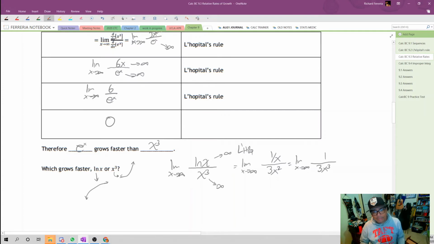And that is no longer indeterminate. The numerator stays a 1, the denominator grows without bound, so this limit is 0. Therefore, x cubed grows faster than natural log of x.